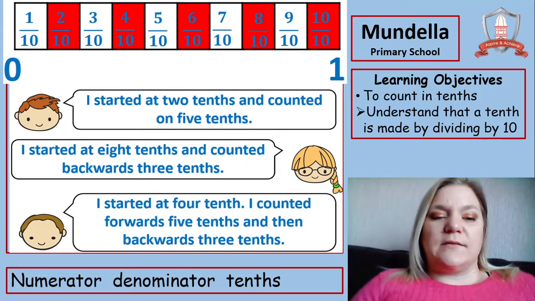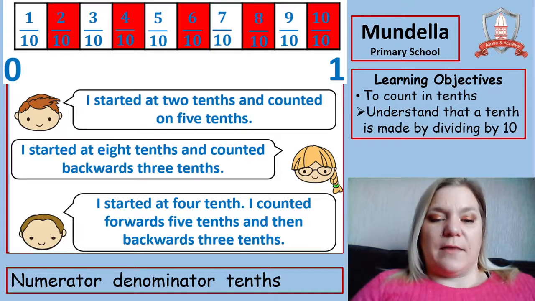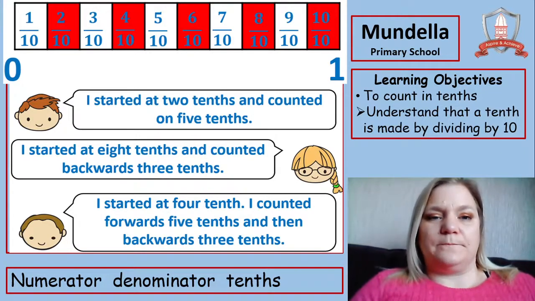The girl says, I start at 8/10 and count backwards 3/10. The boy says, I start at 4/10, I count forwards 5/10, and then I count backwards 3/10. Have a little go at those. Pause the video now.